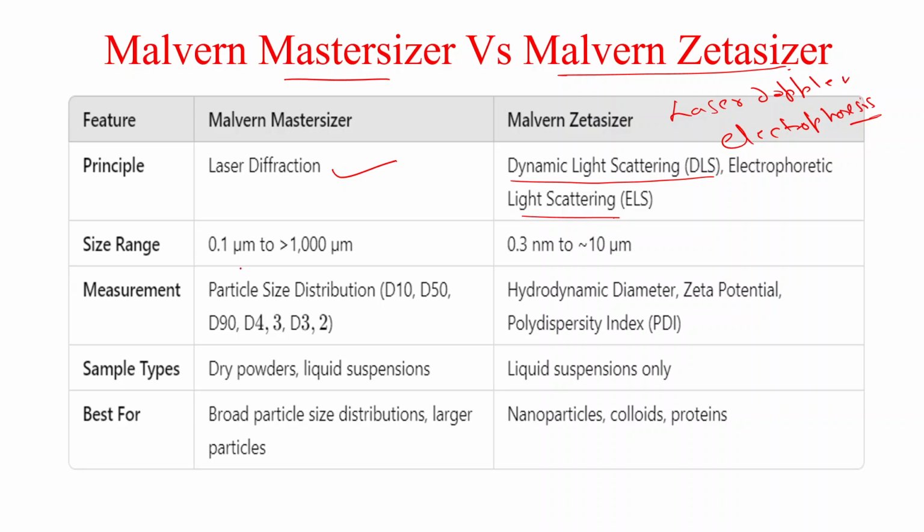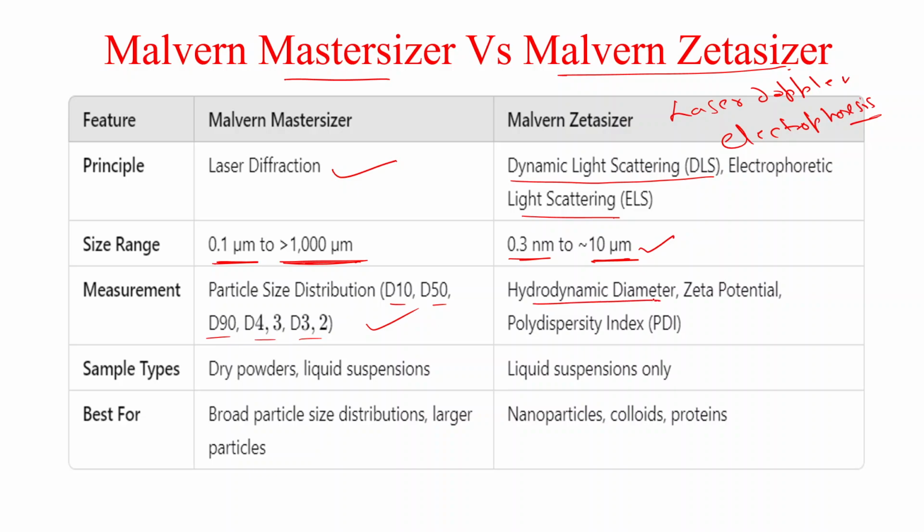Now size range, I already told you that the Mastersizer is measuring the size of the particles in a solution ranging from 0.1 micron to greater than 1000 micrometer, whereas the Malvern Zetasizer is measuring only particles in a solution ranging from 0.3 nanometer to 10 micrometer. The principle is different, then the particle size range differs. What results are we arriving at? We have D10 value, D50 value, D90 value, D43 value, D32 value in the Mastersizer, whereas in the Zetasizer we only have 3 values.